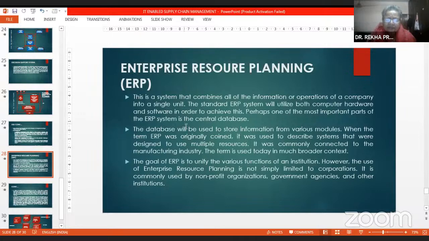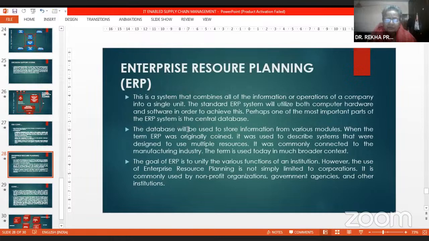This is a system that combines all of the information or operations of a company into a single unit. The standard ERP system will utilize both computer hardware and software in order to achieve this. Perhaps one of the most important parts of the ERP system is the central database. The database will be used to store information from various modules.